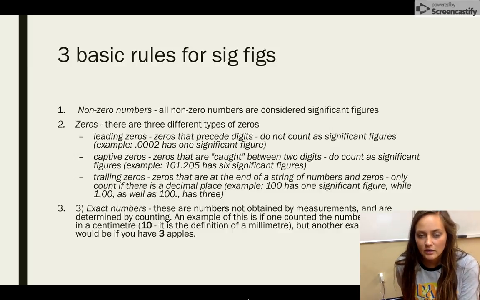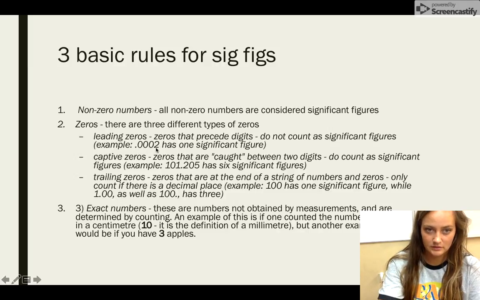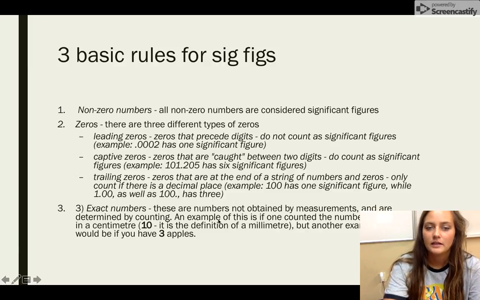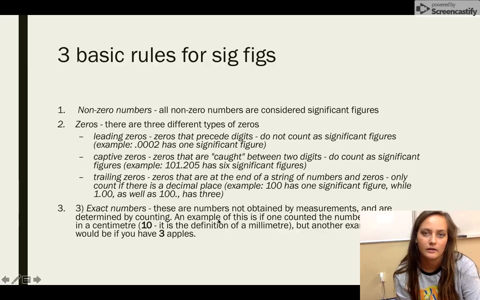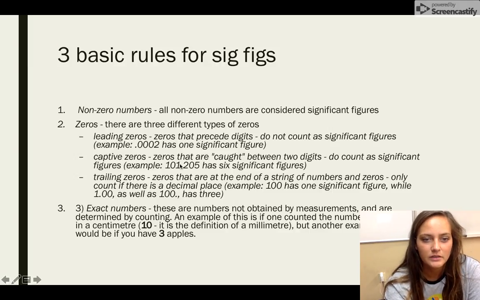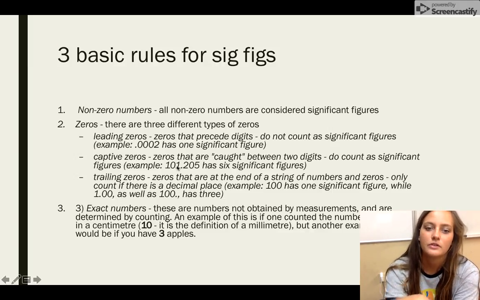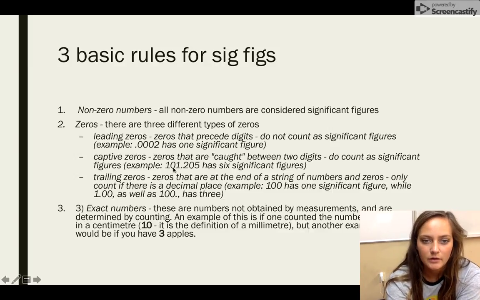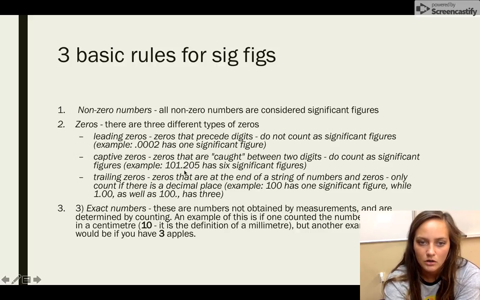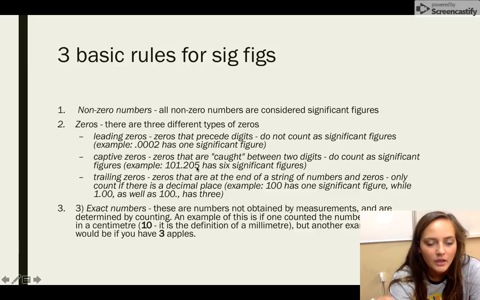There are leading zeros, which are these zeros right here in front of this non-zero number, and leading zeros do not count as significant figures. There are also captive zeros, and captive zeros are the zeros that are caught in between two non-zero numbers. So this zero right here and this zero right here are caught in between, so they're captive zeros. So that means that there are 6 significant figures in this number right here.